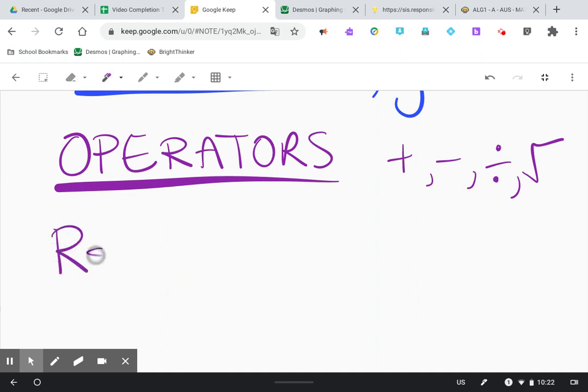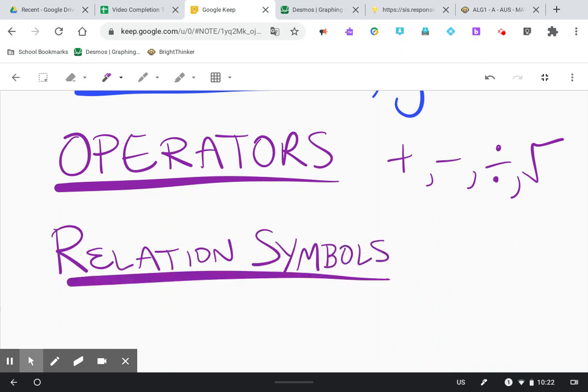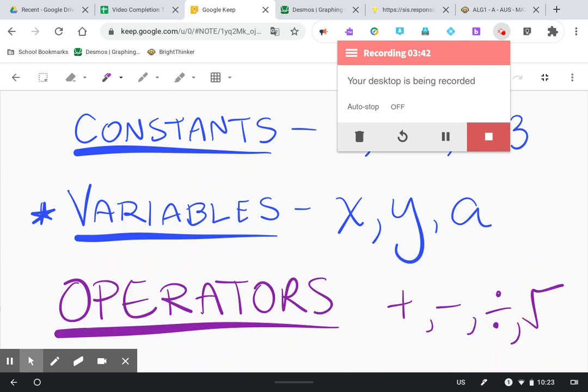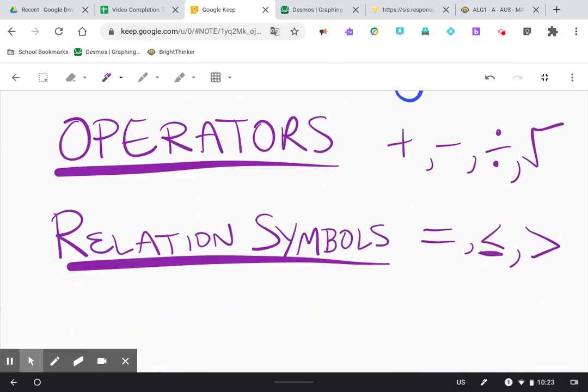Also, we have what we call relation symbols. Relation symbols tell us about the relationship between numbers. The relation symbols you most often see are equals, greater than, less than, or greater than or equal to. So these are all examples of relation symbols. Constants and variables are the different values within math, whereas operators and relations tell us what to do with those values or how those values are related.